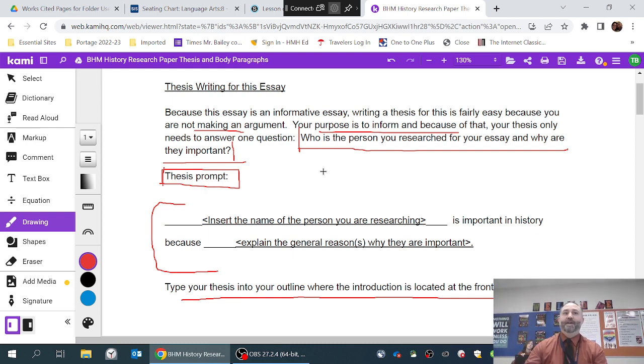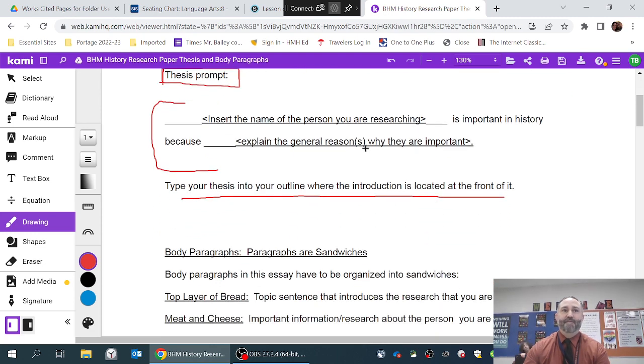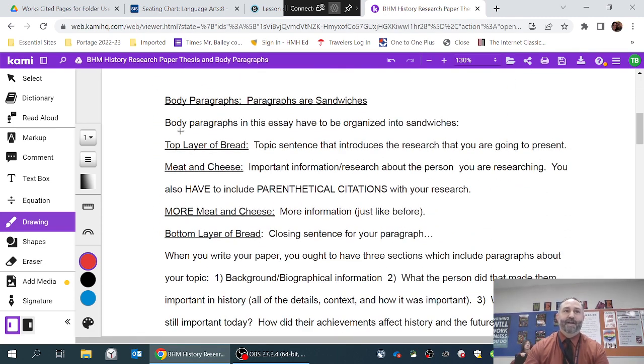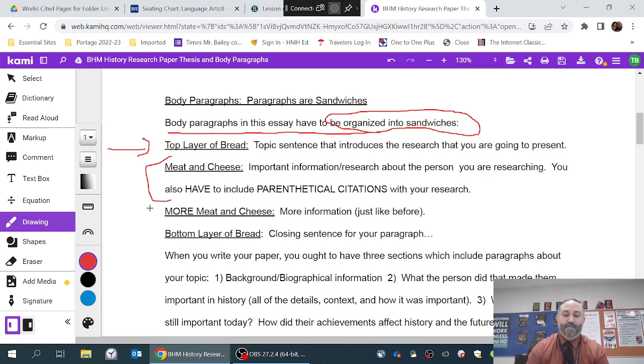The second step of today's lesson is, how do you write body paragraphs? What I have provided is, what do body paragraphs actually have to have? We've been teaching the whole year that body paragraphs in any essay should be sandwiches anyway. There should be a top layer of bread, which is the topic sentence. There should be meat and cheese, which is important information or research about the person that you're researching. Also, for a research paper, there should be parenthetical citations. And we're going to look at an example of that shortly.